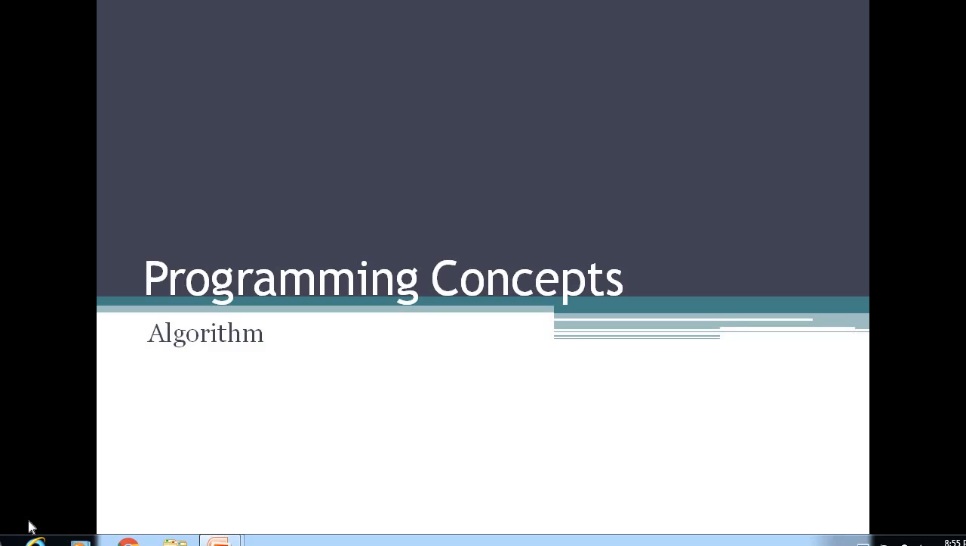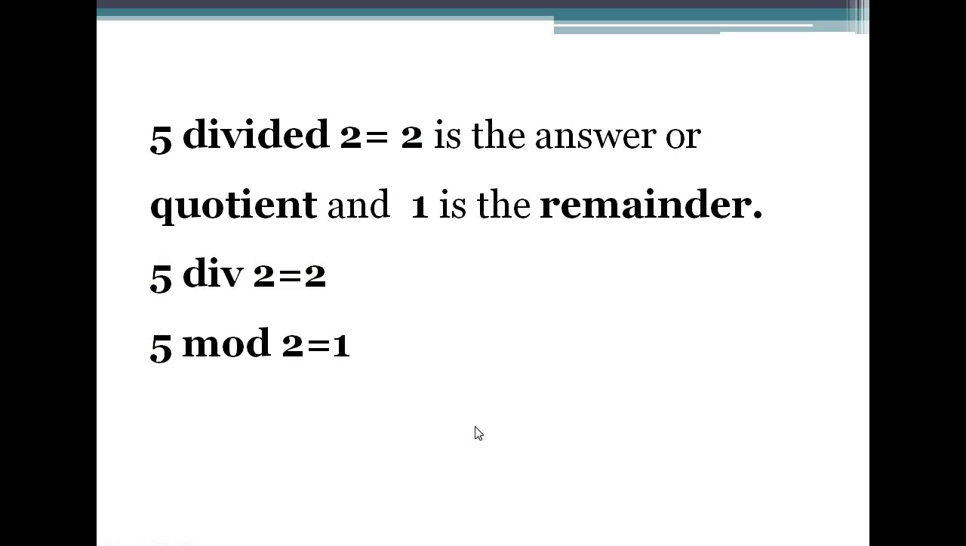Hello students, last lecture we started with the topic of algorithms. We have seen some examples of algorithms where we solved some arithmetic operations, like addition, subtraction, multiplication and division. There is one more arithmetic operation which is known as the modulus.